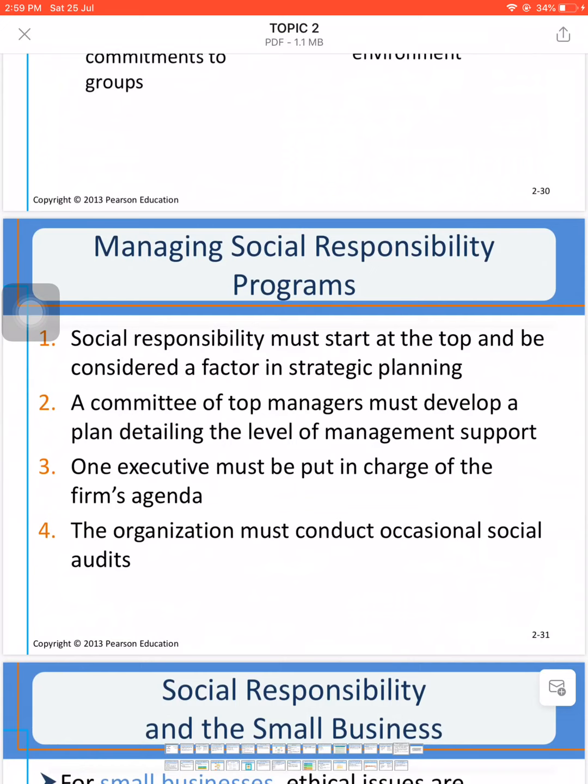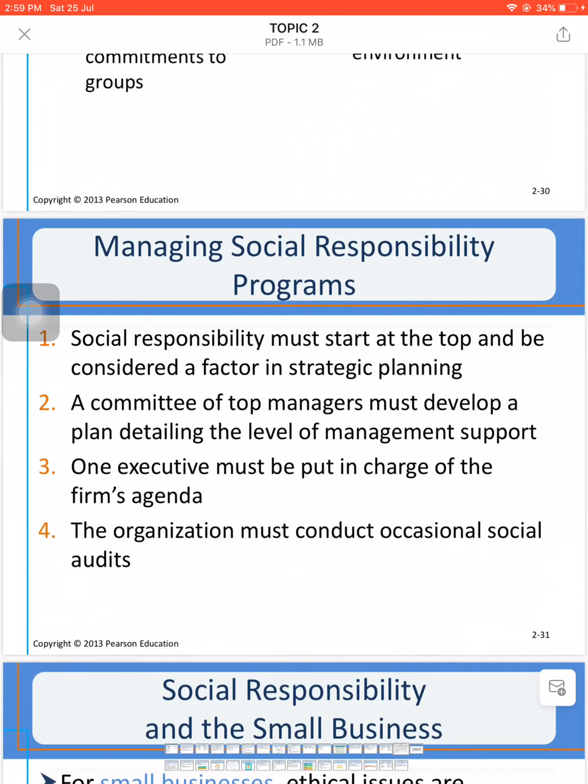Next is managing social responsibility programs. Managers must take steps to foster social responsibility, and these are the steps. You have to make social responsibility a factor in strategic planning. You have to develop a plan detailing the level of management support. You have to put one executive in charge of the agenda, and the last, number 4, you have to conduct occasional social audits.